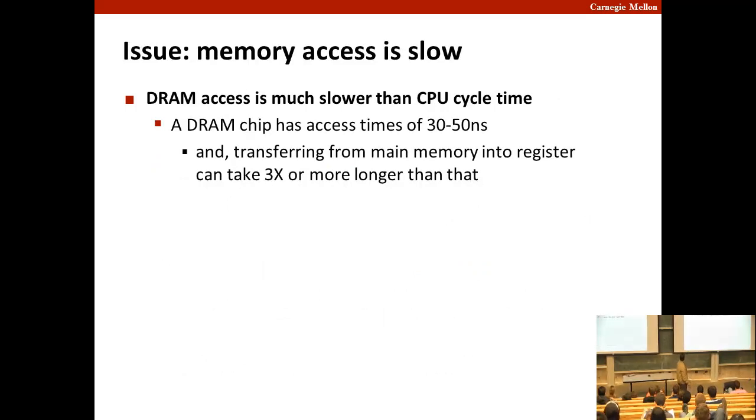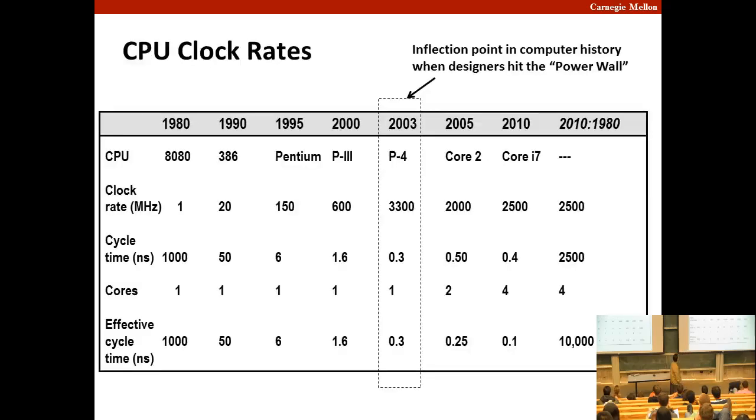DRAM is much slower. A DRAM chip has an access time of 30 to 50 nanoseconds. And transferring it from main memory into a register can take 3 times or more longer than that. So in other words, it might take me 30 to 50 nanoseconds to read the DRAM, and it might take me another 100 nanoseconds to copy it out. Very slow.